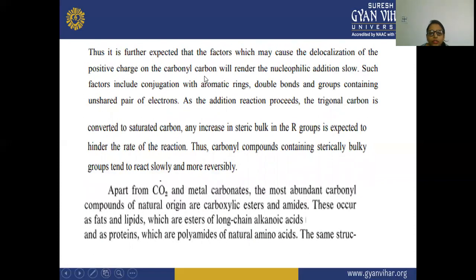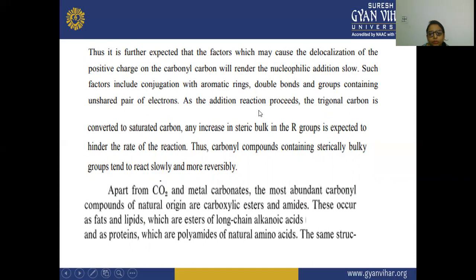Next, it is further expected that the factors which may cause the delocalization of the positive charge on the carbonyl carbon will render the nucleophilic addition slow. Such factors include conjugation with aromatic rings, double bonds, and groups containing an unshared pair of electrons.